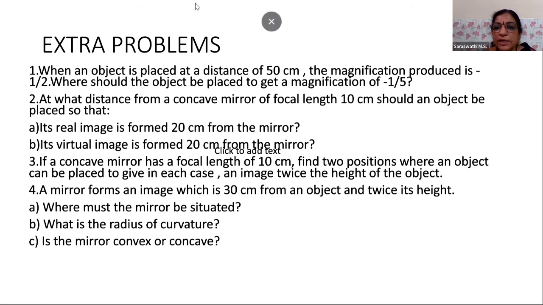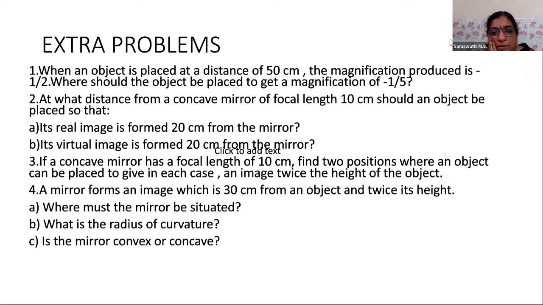So this is similar to that sum, except that... likewise you can do for minus 2 also.